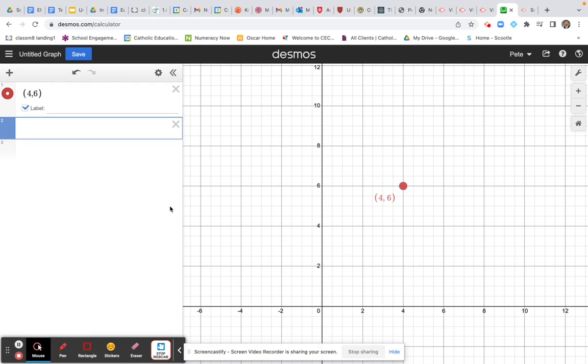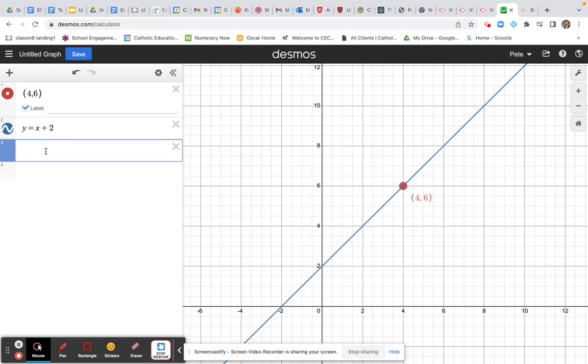Okay, so this was the task in the introduction to functions. We had to put some straight lines through this point, x equals 4 and y equals 6. So perhaps the easiest one is just y equals x plus 2, because if x is 4, then x plus 2 is going to be 6. So what's some other ones? Well, let's do y equals 2x.